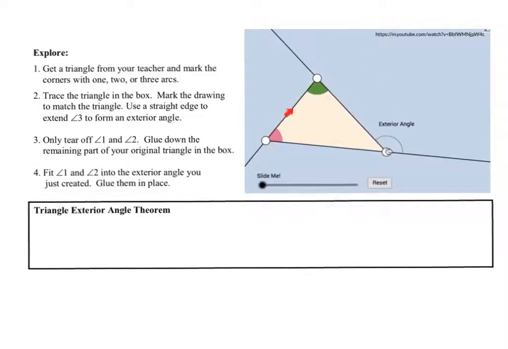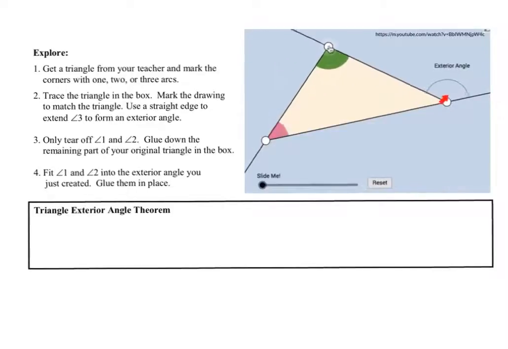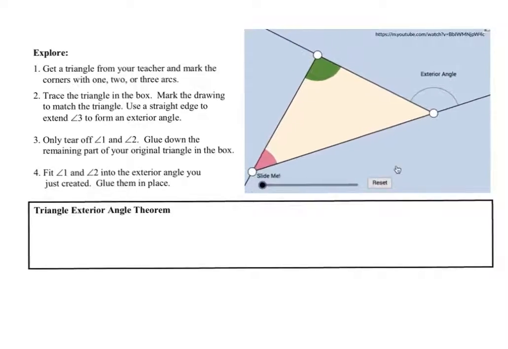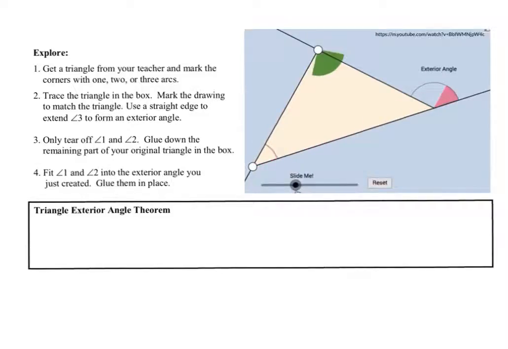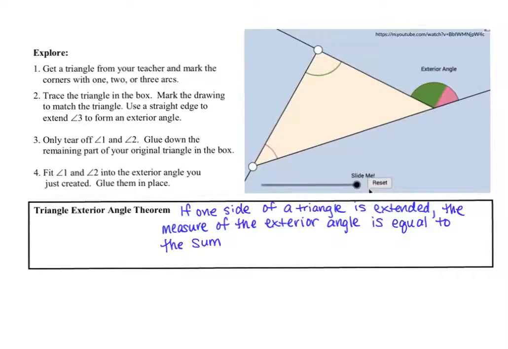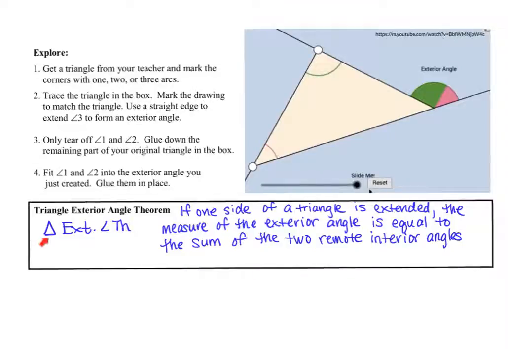And even when you adjust the triangle, no matter what size triangle, the same thing will be true. So watch this again. So from the triangle exterior angle theorem, we learned that if one side of a triangle is extended, the measure of the exterior angle is equal to the sum of the two remote interior angles. In the future, I'll be abbreviating this by triangle exterior angle theorem. So when you see this, it's going to reference the theorem.